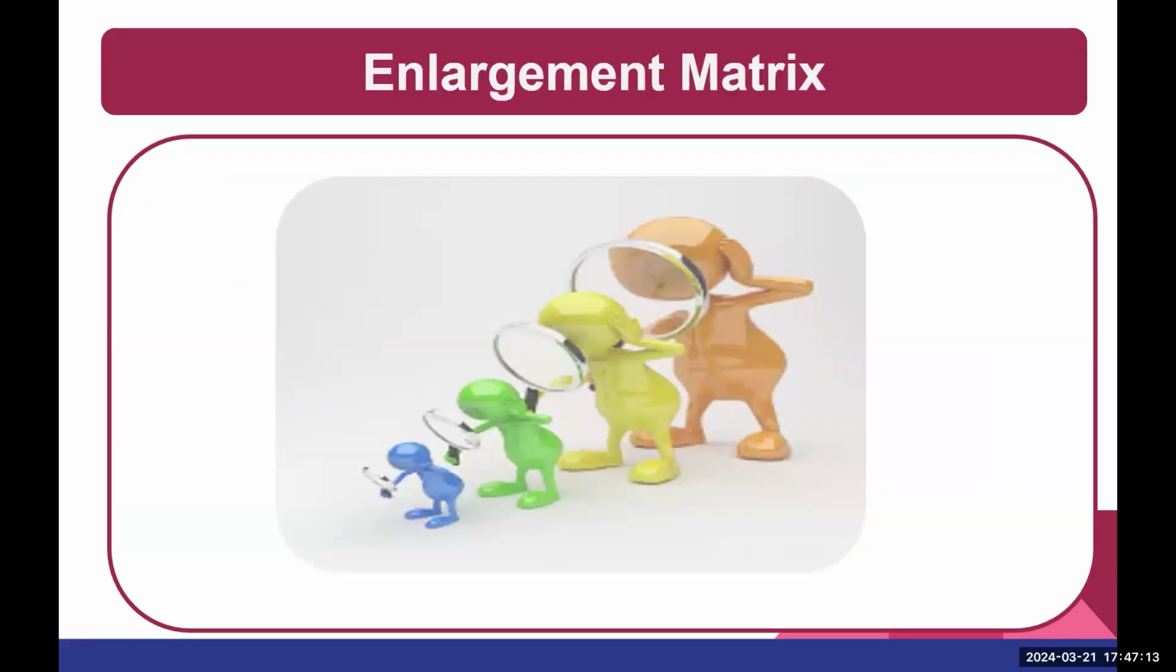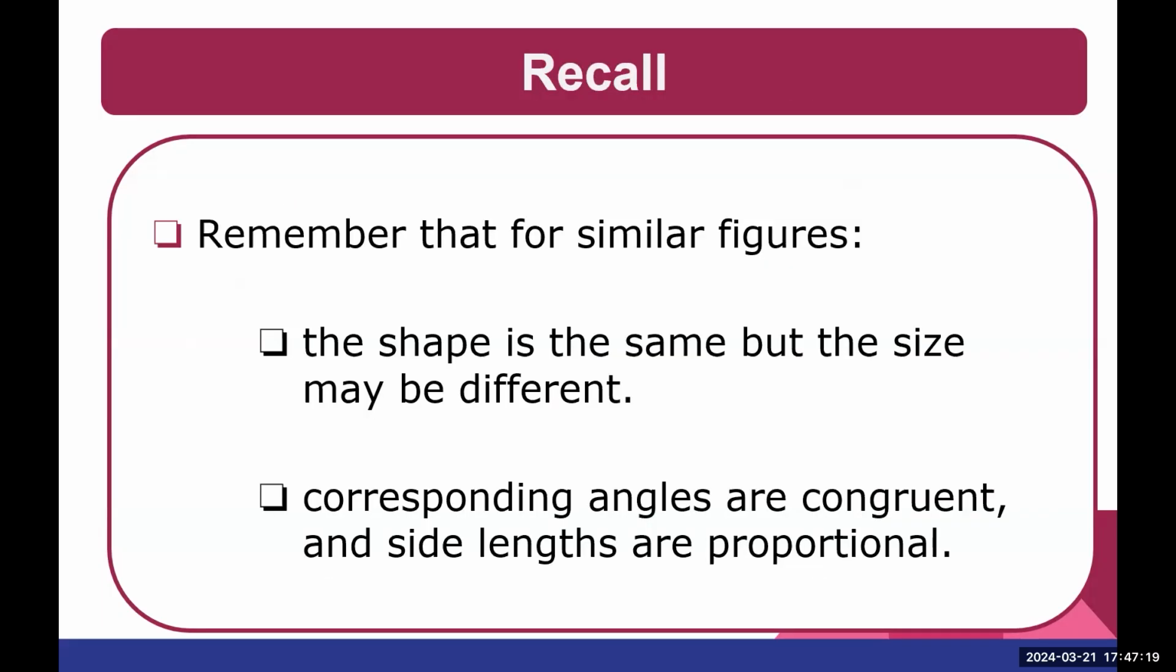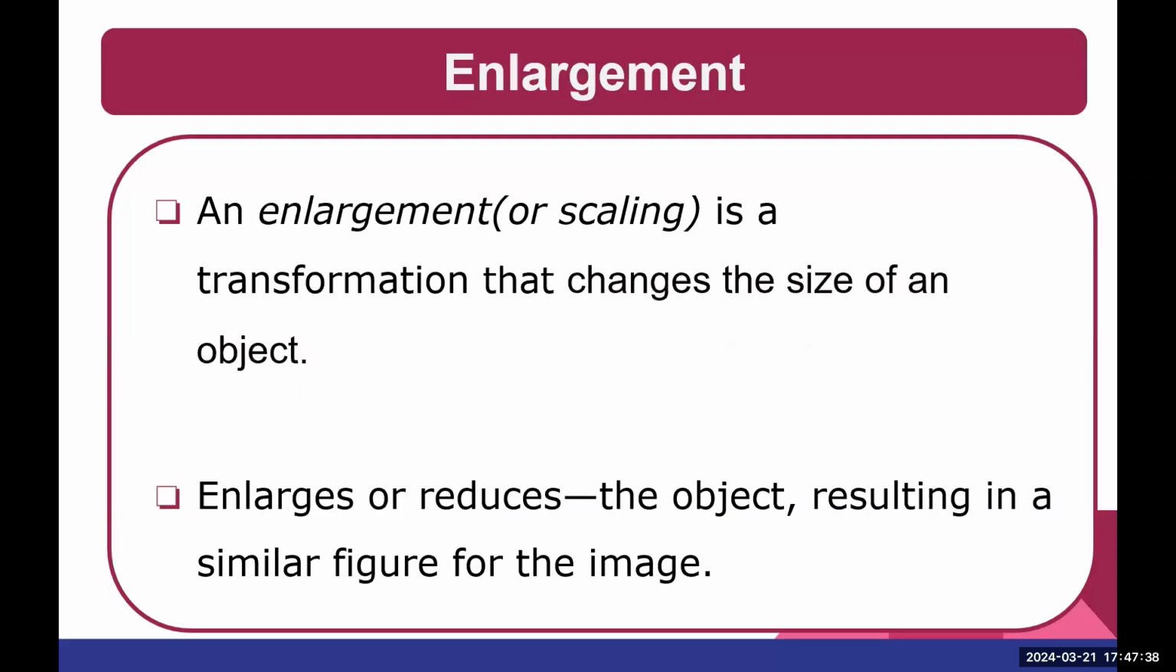Now we will be taking a look at the enlargement matrix. As stated earlier, for similar figures, the shape is the same, but the size may be different. Corresponding angles are congruent and side lengths are proportional. An enlargement or scaling is a transformation that changes the size of an object. It enlarges or reduces the object, resulting in a similar figure for the image.